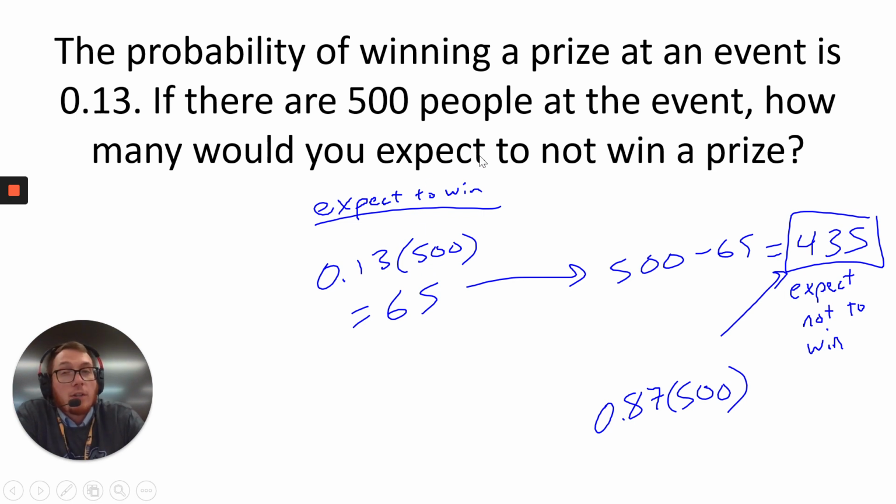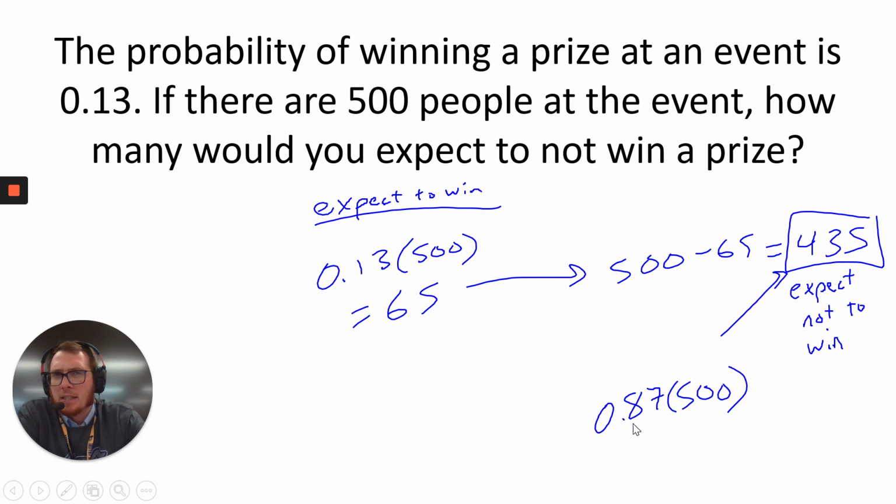Notice here in this question, though, it says how many should we expect not to win. This is the typical switcheroo that math teachers like to pull on you. So don't forget that you have to take 500 minus the 65, which would be 435 that would not win. The other way that you could solve this question is if 0.13 or 13% would win, if we do 1 minus that, that would be 0.87 or 87% would not win. So I could also do the subtraction there.